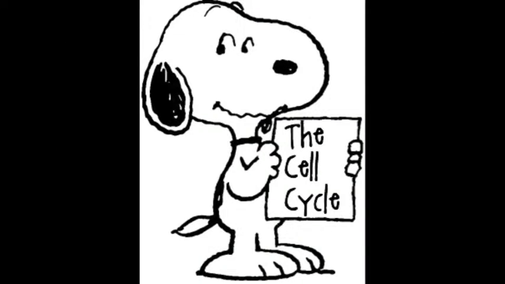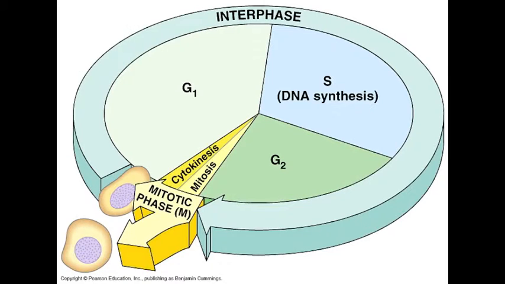The cell cycle divides the cell life into two parts, interphase and division. Interphase makes up 90% of the cell's life. It is divided into three parts. The first part, gap 1, involves protein synthesis. It keeps the cell growing.